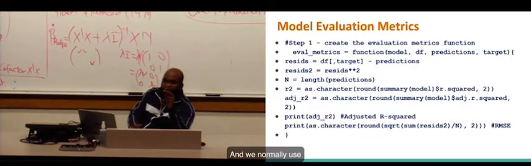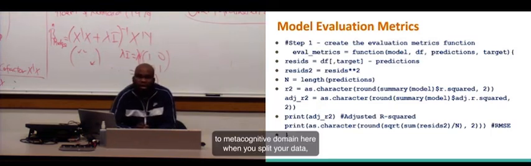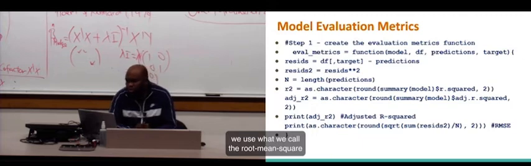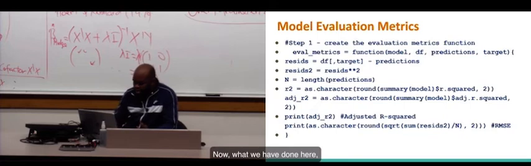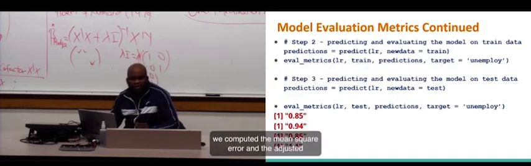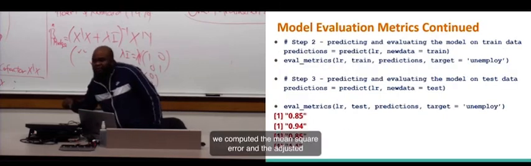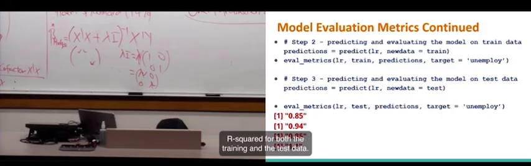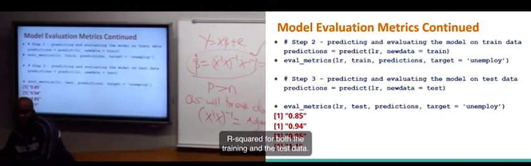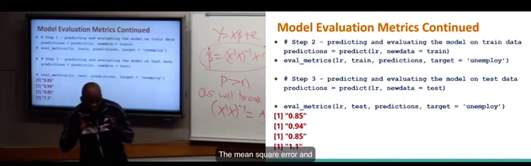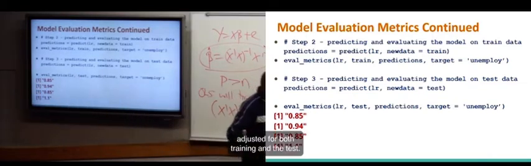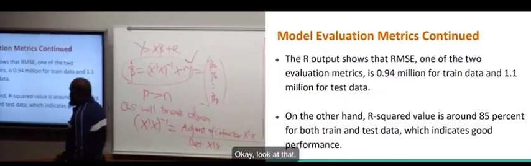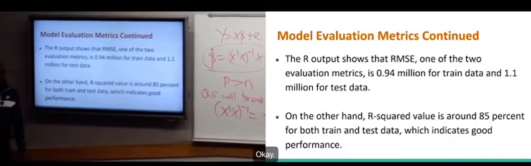We normally use two metrics of measurement when you split your data. We use what we call the root mean square error, and we use adjusted R squared. Now, you know what we have done here? We computed the root mean square error and the adjusted R squared for both the training and the test. Take a look at that. That was why we have those values, and that is what I interpreted here.